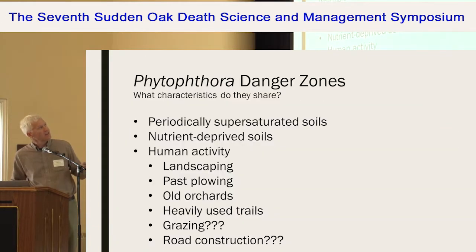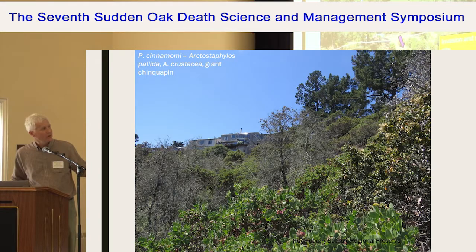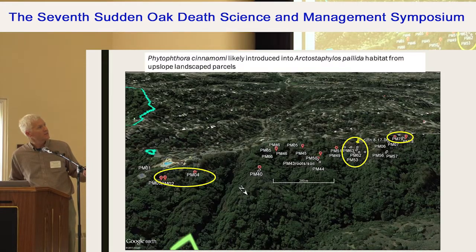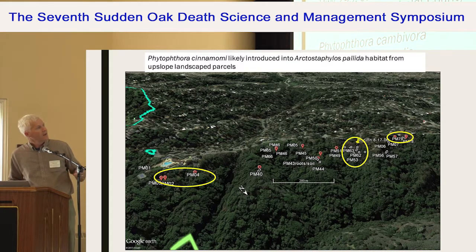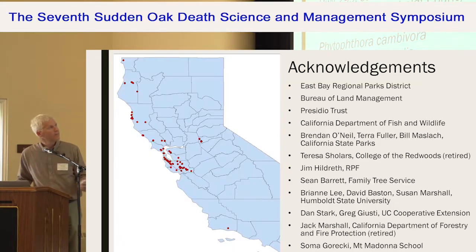My time's up. I was going to show more pictures from Ted about the spread of these things, but I think you already have gotten this picture over the course of the day and how these things work. And I'll leave you with this downhill from a Caltrans pile in Humboldt County. These are all the things that came from the soil there. And there's a grad student here, Monix Landry, who is going to look more closely at some of these materials on the sides of roads and see what he can find in them.